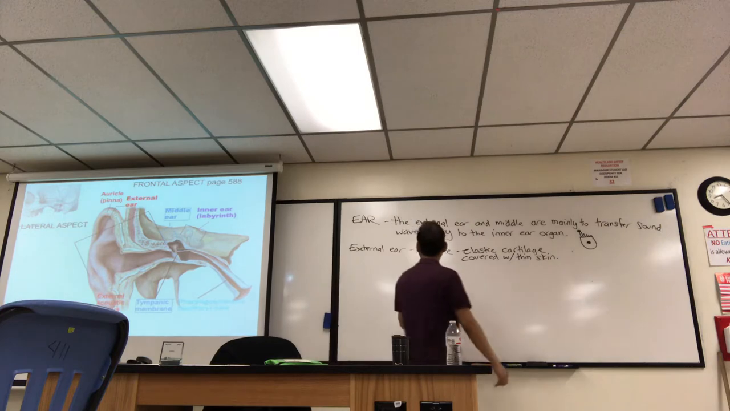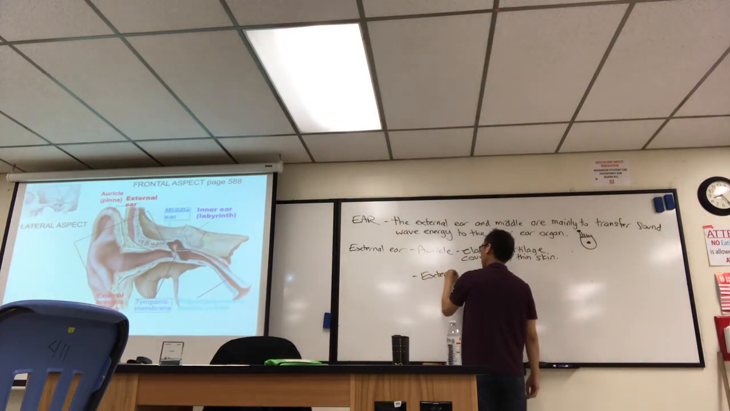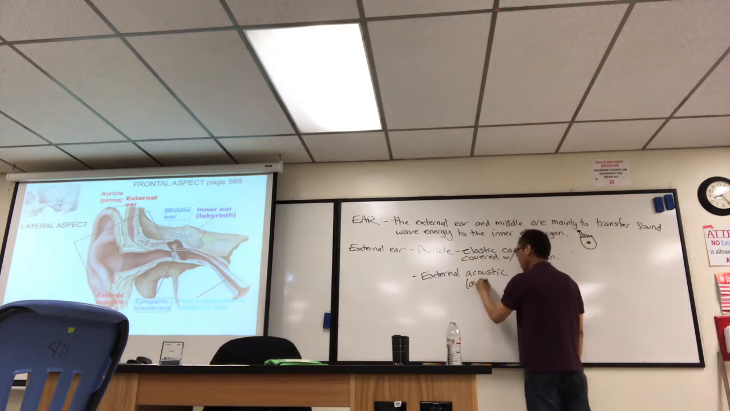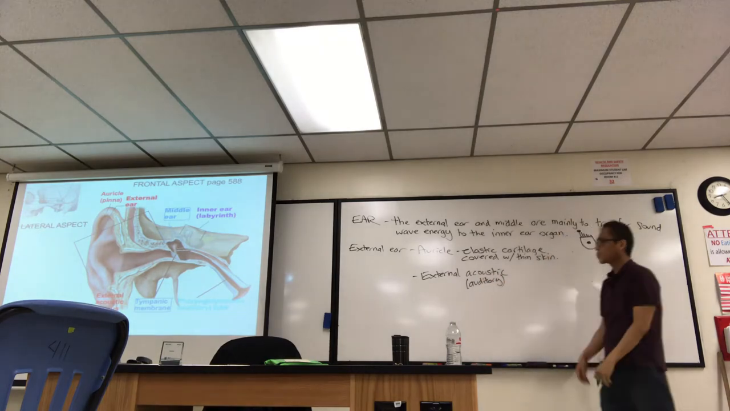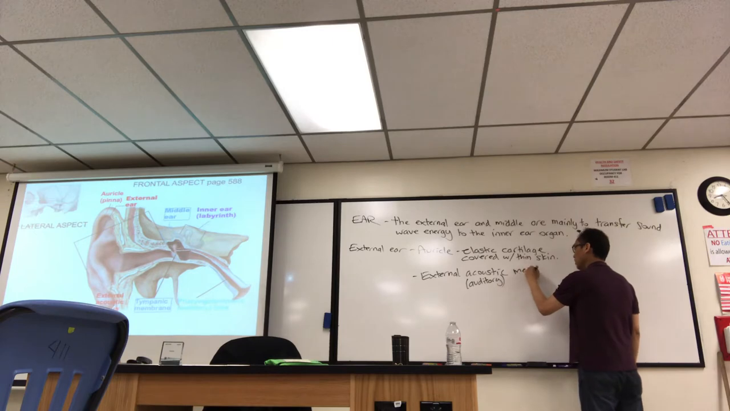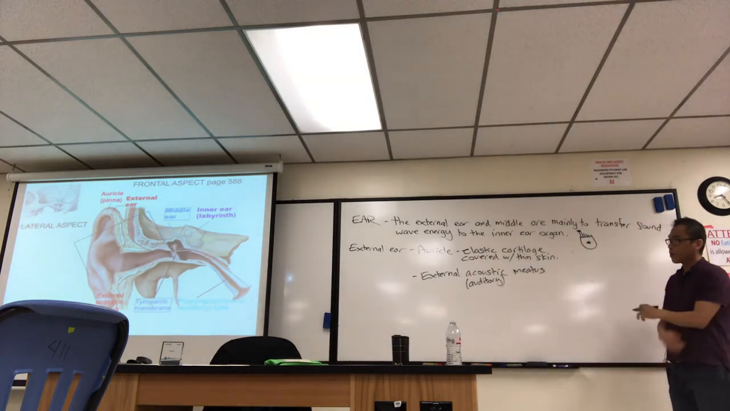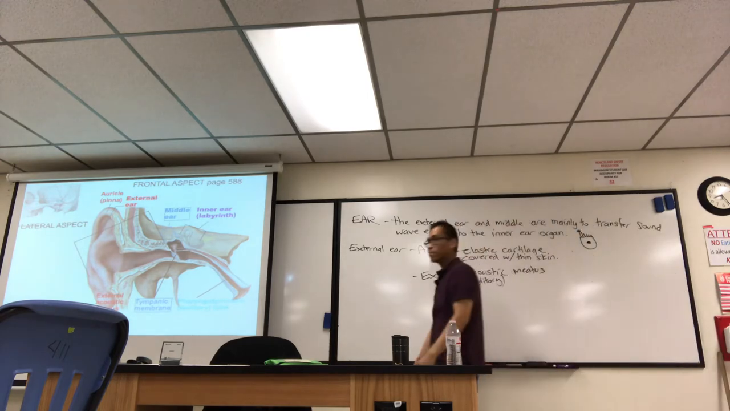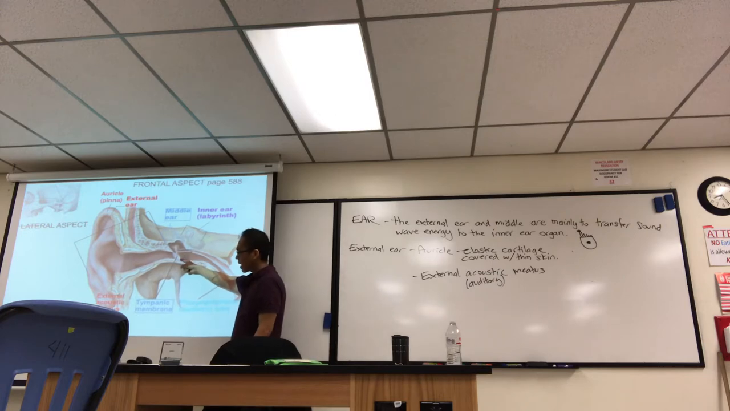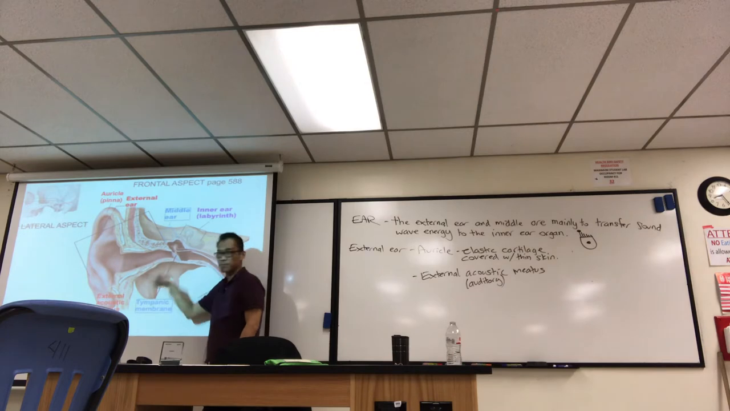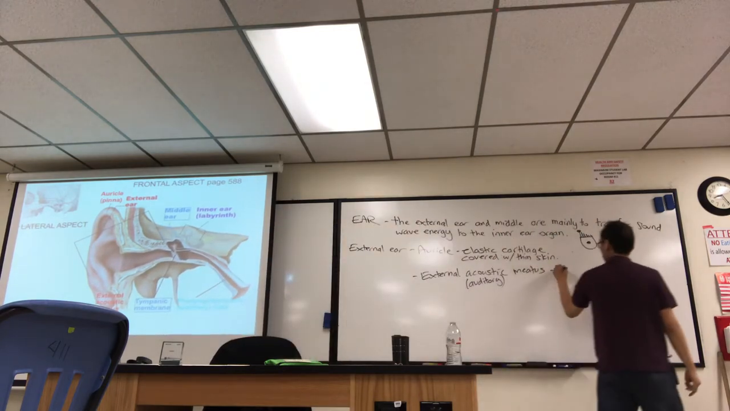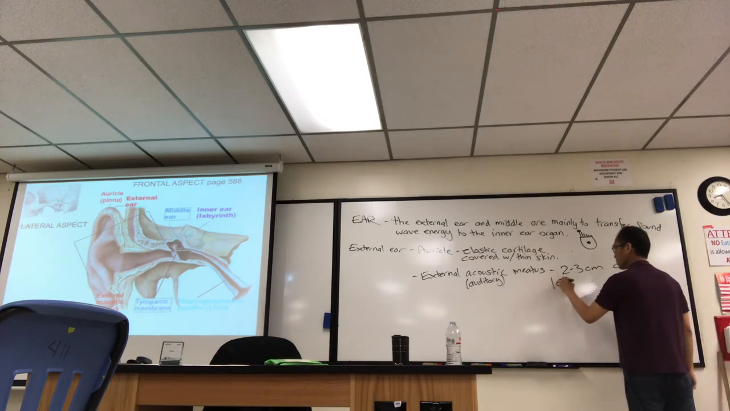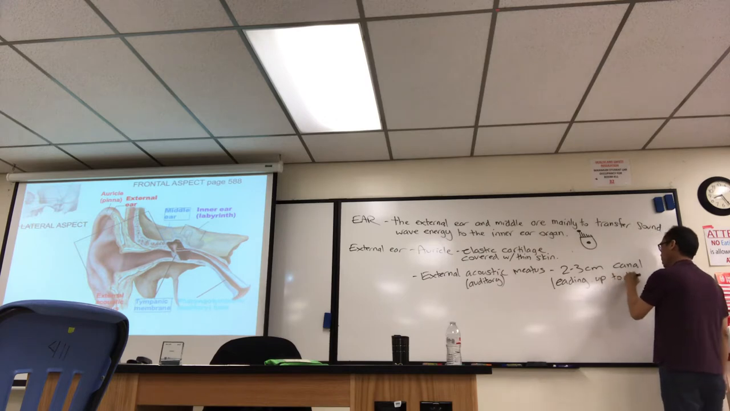The external acoustic meatus is also part of the external ear. It's also called the external auditory meatus, same thing. You may see it on a test. Both terms are used commonly. I taught that as part of the temporal bone. It's basically an ear canal about 2 to 3 centimeters long. It leads up to the tympanic membrane, your eardrum. The tympanic membrane is not part of the external ear, but the canal just leads up to it.